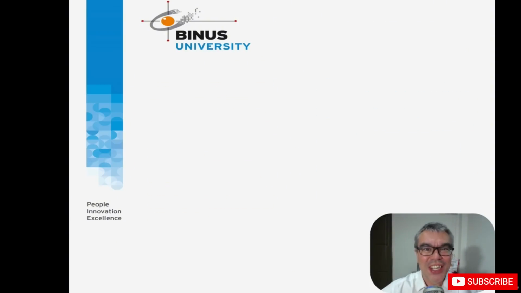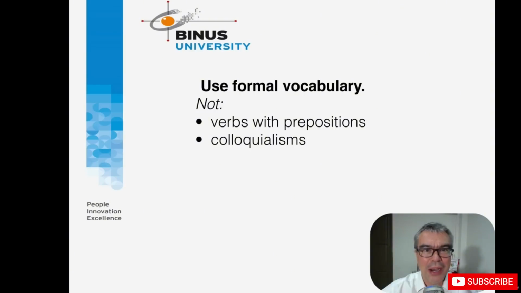Alright, let's consider the third element of academic style and voice. This is all about the vocabulary that you use in your writing. You need to use formal vocabulary. It's useful to consider some of the things that are not appropriate in academic writing, and I'd like to talk about two things here. This is about verbs with prepositions and colloquialisms, that is slang and kind of informal phrases that are used in speaking rather than writing.